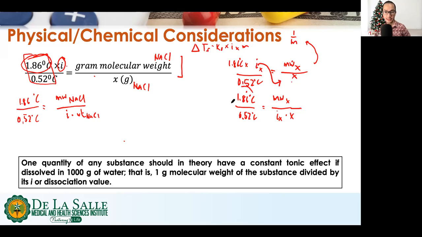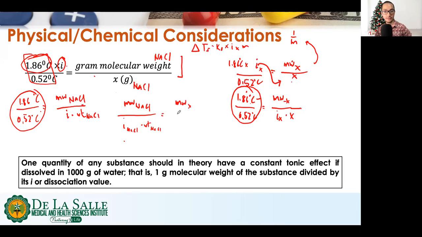Now, notice that this is a constant. Any number divided by any number is also a constant, so any constant divided by another constant is a constant. And so these two are constants, so we can say that this and this are equal. So the molecular weight of sodium chloride divided by I of sodium chloride times the weight of sodium chloride equals the molecular weight of any substance X divided by the I of whatever substance times the quantity of that substance.